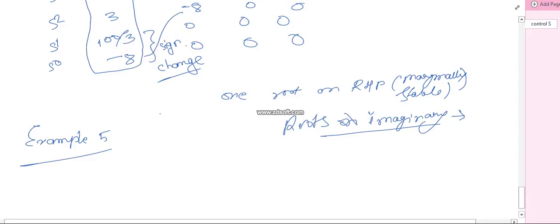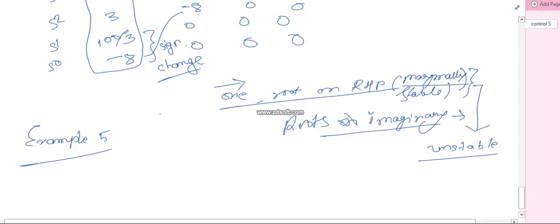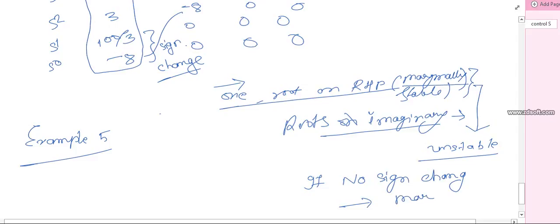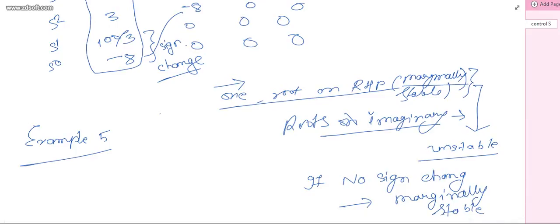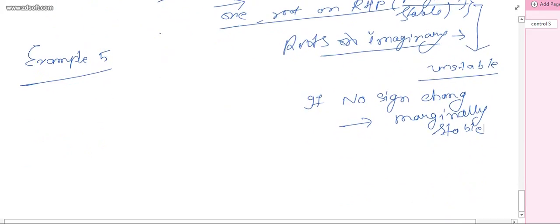However, in the previous case we have one root on the right hand side, so instead of marginally stable, the system becomes unstable. If there was no sign change, then the system would have been marginally stable. However, since a sign change was there, the system becomes unstable.